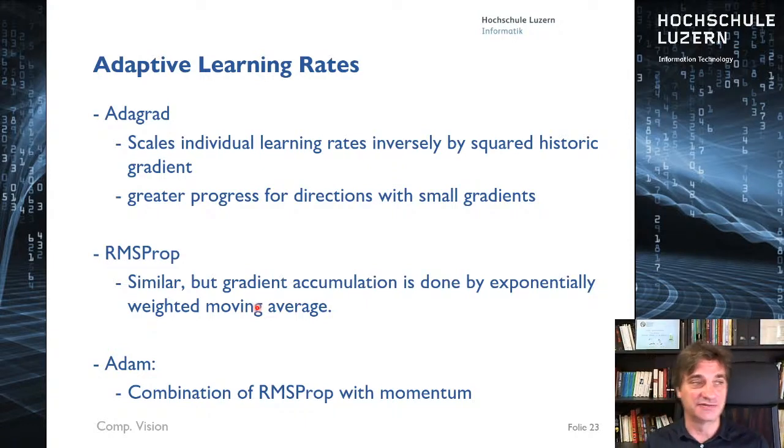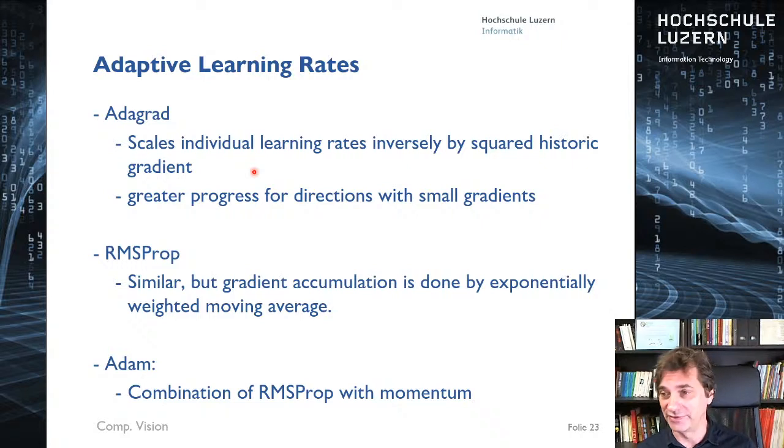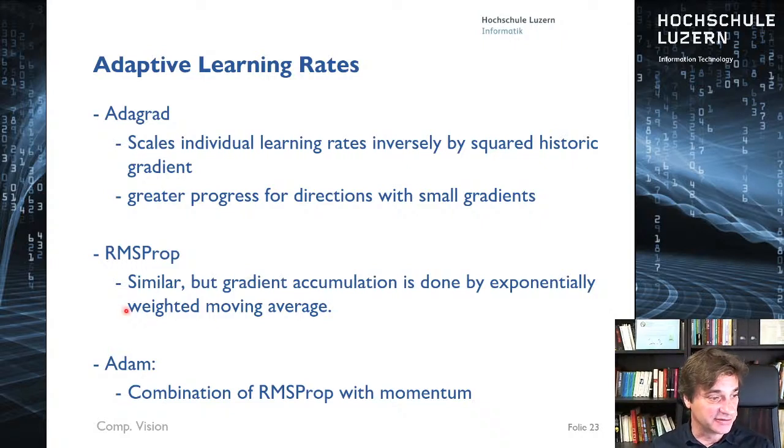Another possibility is adaptive learning rates. So you have an optimization algorithm that learns how to adapt the learning rate itself, which can help a lot and can make it quite a bit faster. There are different methods. One is AdaGrad, which scales the learning rates by looking at the gradients that happened before. If the gradient is small, it will not change much, and it will give greater progress in the directions where you have small gradients. RMSprop is quite similar, but the update is done a little bit more smoothly by exponentially weighting the moving average. And another well-known method is Adam, which combines this adaptive learning rate with the momentum from the last slide.